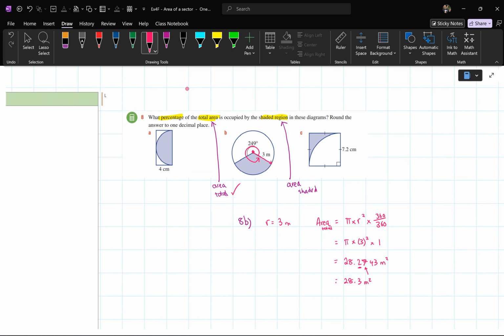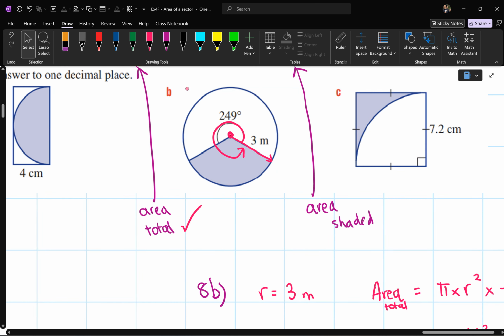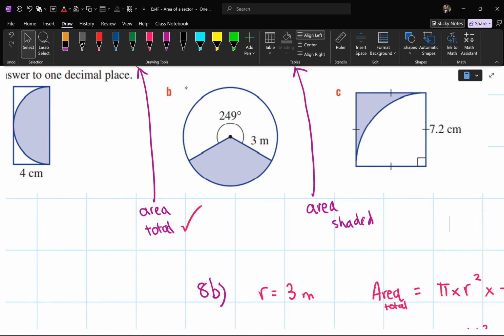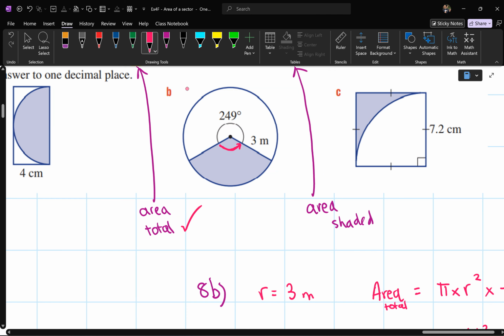So this one's done. Now, what's the area that's shaded? Well, the area that's shaded, this is the trickier part. So now you know the total. Well, how much of the total is being shaded? Well, only this portion is being shaded. This is the region that's being shaded, right? Now you know that there's 249 degrees that's not shaded, so this is not shaded. This is the shaded region.